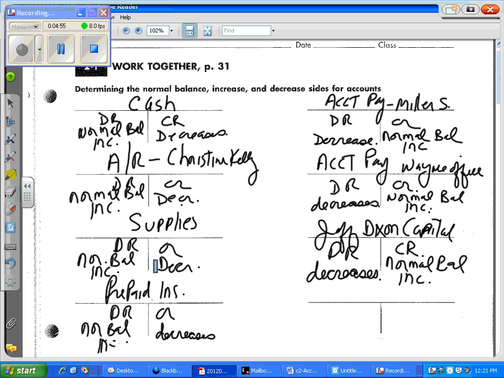Okay, that's basically it. Think about the accounting equation, assets on the left, liabilities and equity on the right. Normal balance is the side that increases.